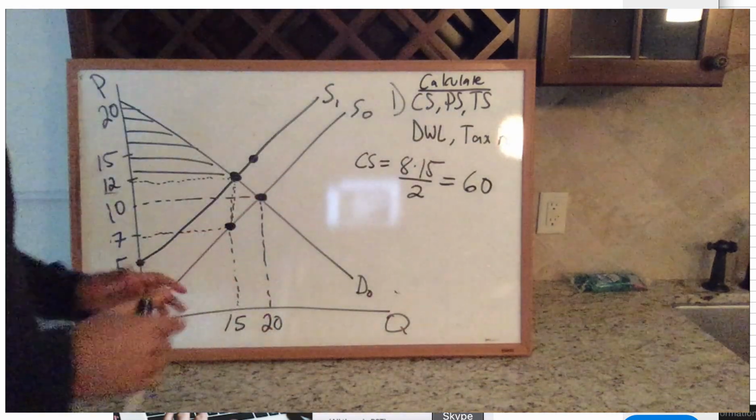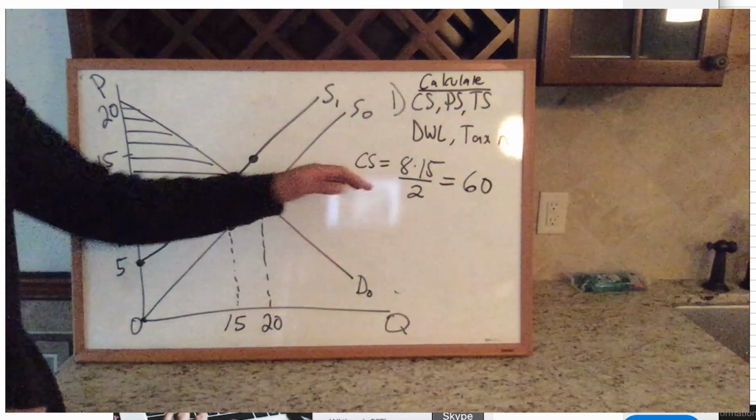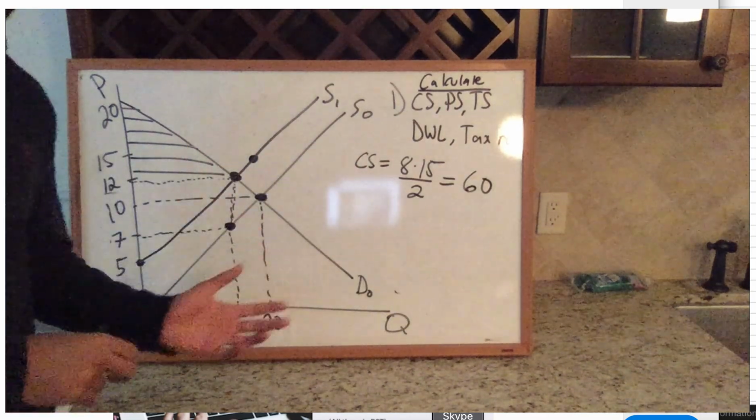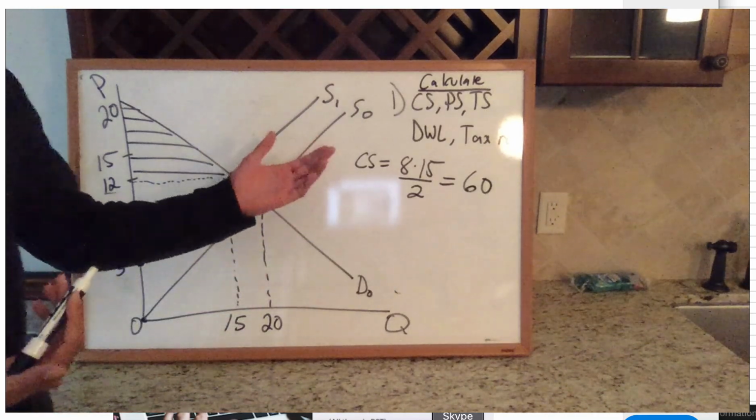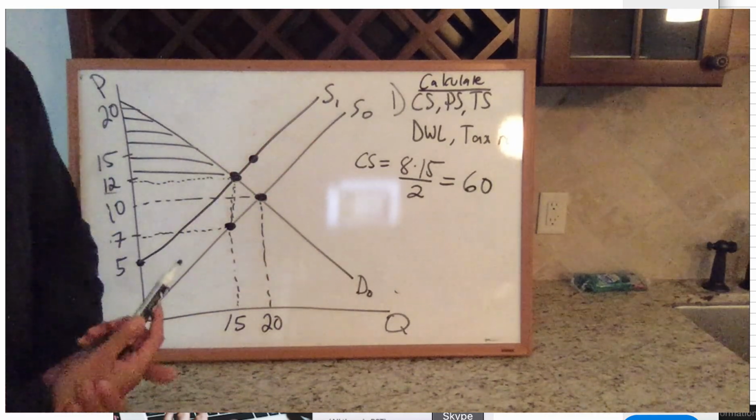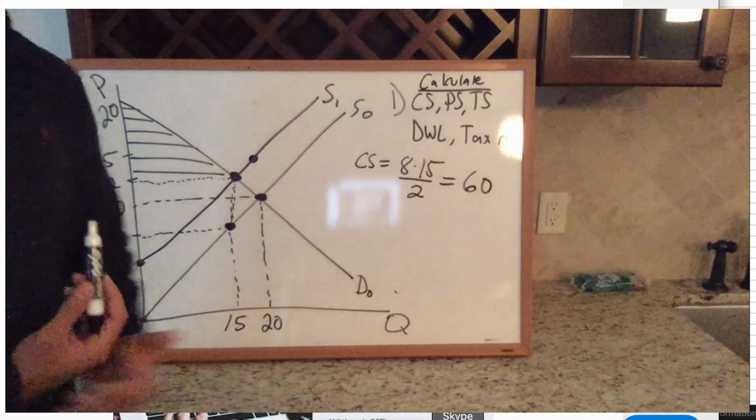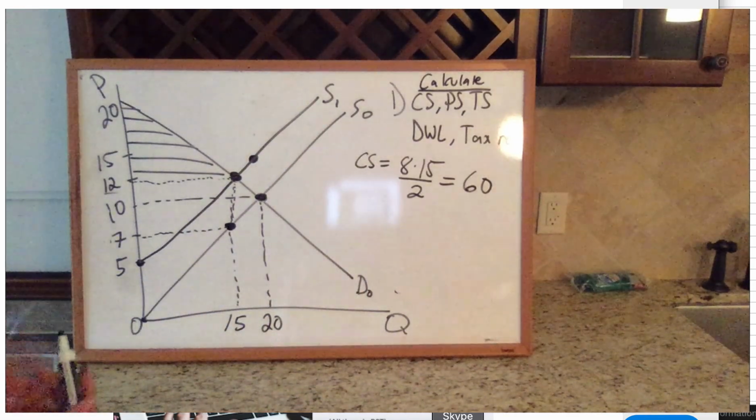So just from the get-go, you should know that because we have this tax, consumer surplus has decreased. Originally, when we did not have the tax, the consumer surplus was 100. Now it's 60, you see a decrease. Now we'll see what happens to producer surplus as well.